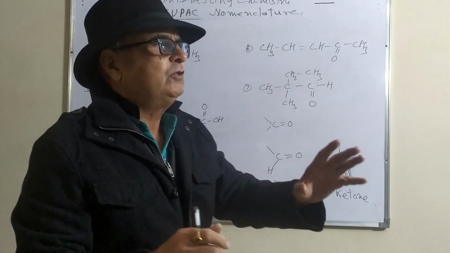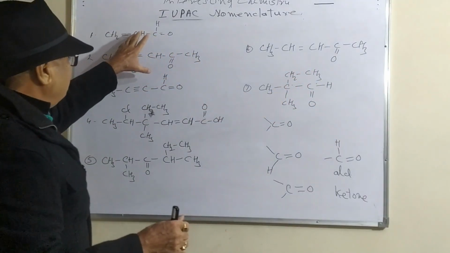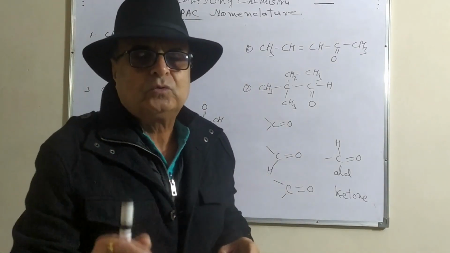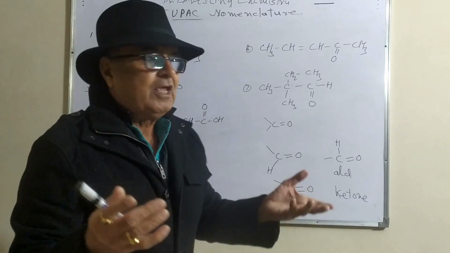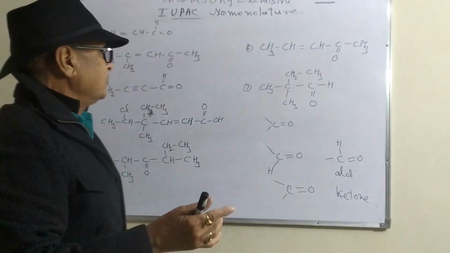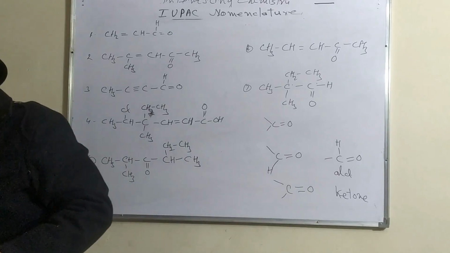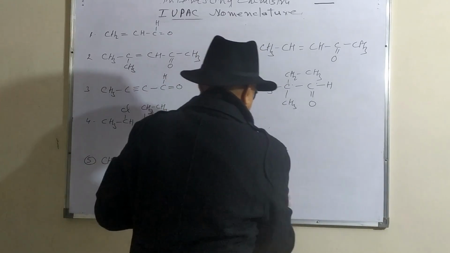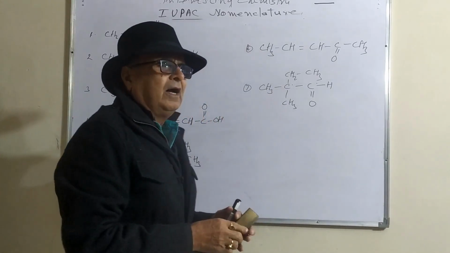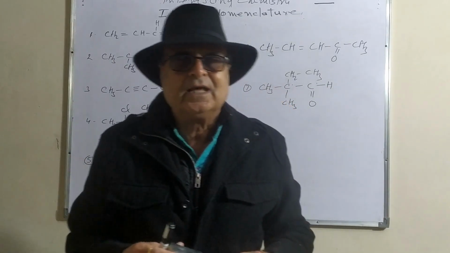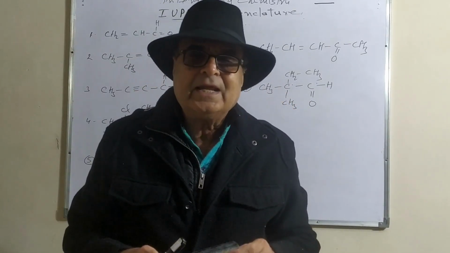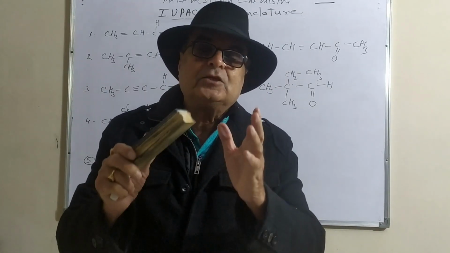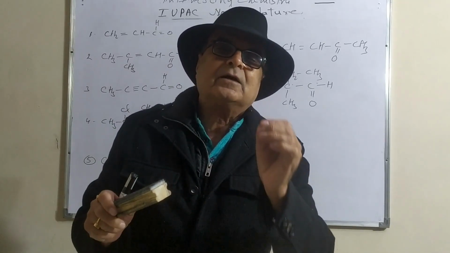Now I will tell you how to write the names of these compounds, as I have given these compounds in my previous video. Today I am going to tell you about the names of these organic compounds. Again, how will you write the name of the given organic compounds? First of all, as I told you, select the longest chain. The longest chain will tell us the parent name of that compound.